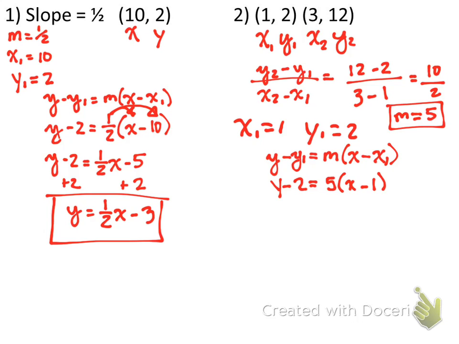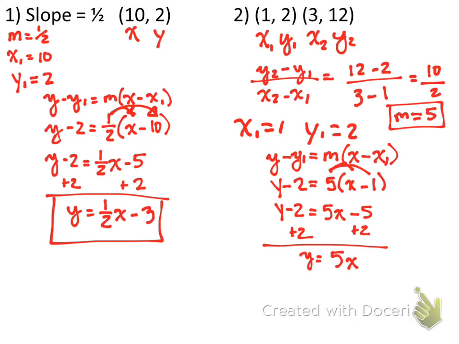Then we simplify. Distribute the 5 into the parentheses, so it's going to be y minus 2 is equal to 5x minus 5. Add 2 to both sides, and you get y is equal to 5x minus 3. And that's it. So we just figured out the new equation.